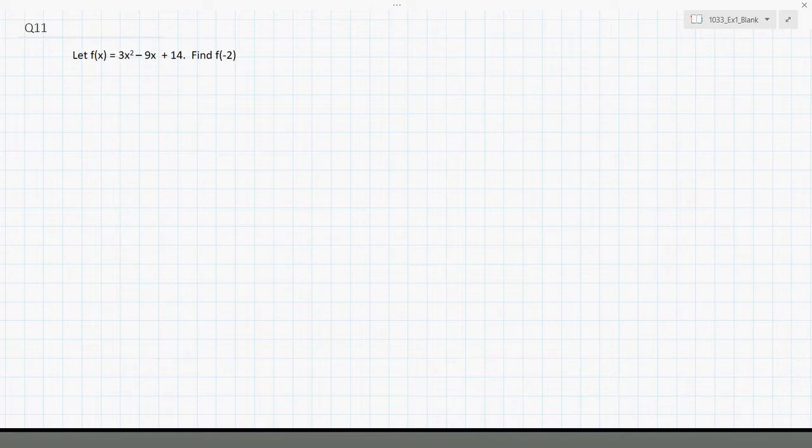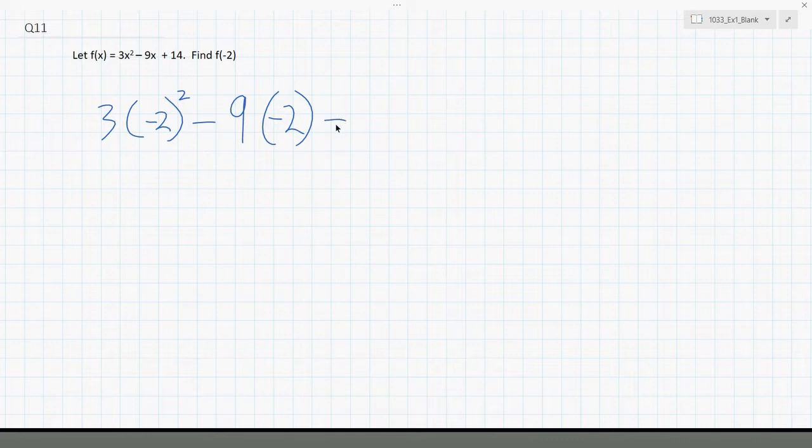Okay, so now we're going to plug in stuff for equations. The best part about these equations is you're just putting in numbers and then working them through. As long as you know your PEMDAS, you should be fine. So we're going to start with 3 parentheses -2 squared minus 9 parentheses -2 plus 14. And of course, this is probably copyrighted, but plug it in, plug it in. Everyone knows how this works out.